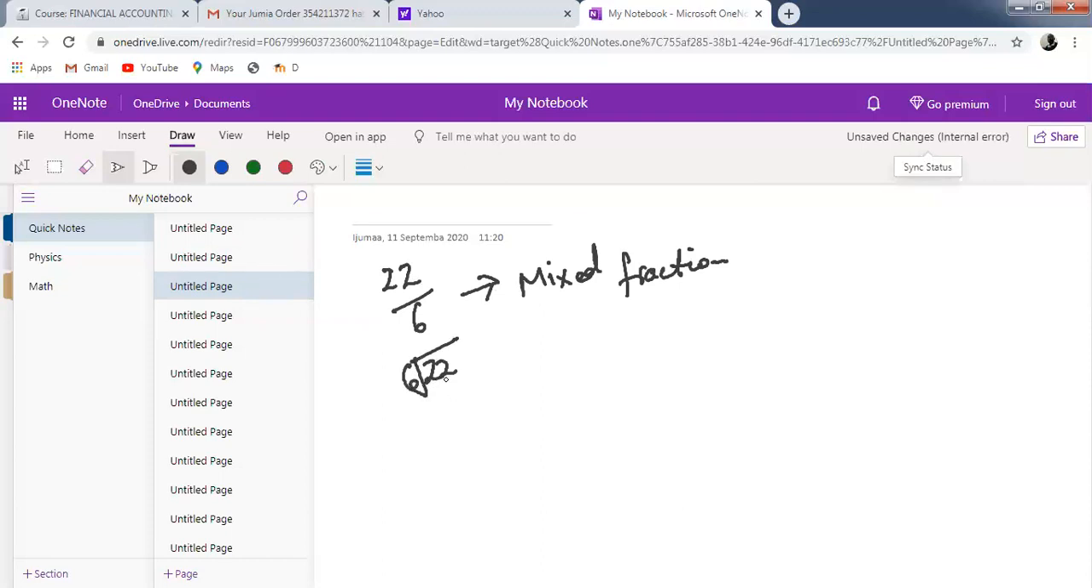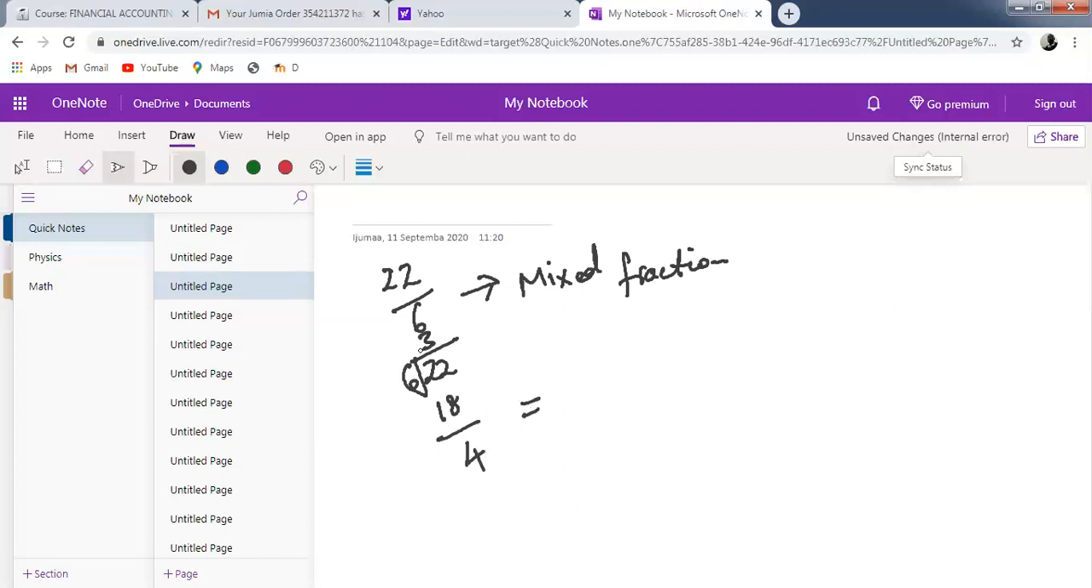6 goes into 22 how many times? It's going to go 3 times because of 18, so that we can have a remainder of what? 4. So that we can have a remainder of 4. So how then are you going to write this?